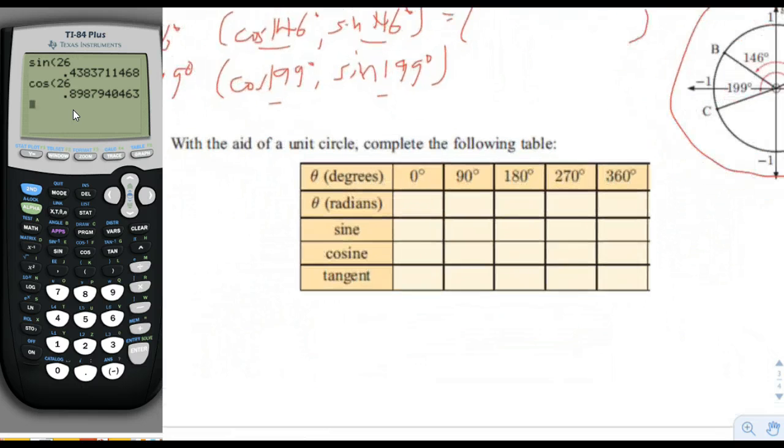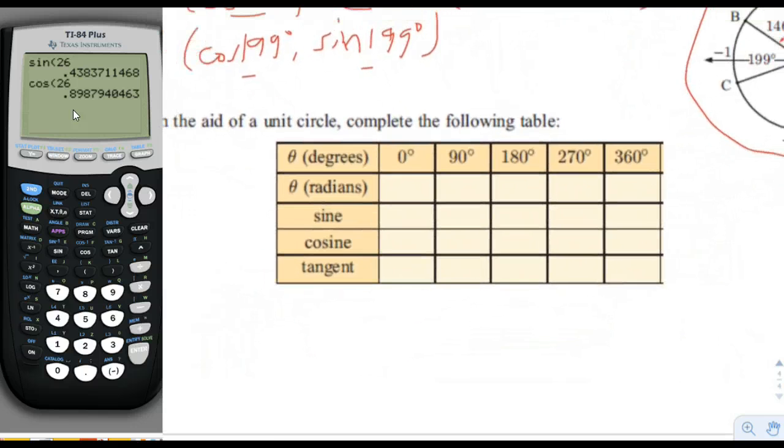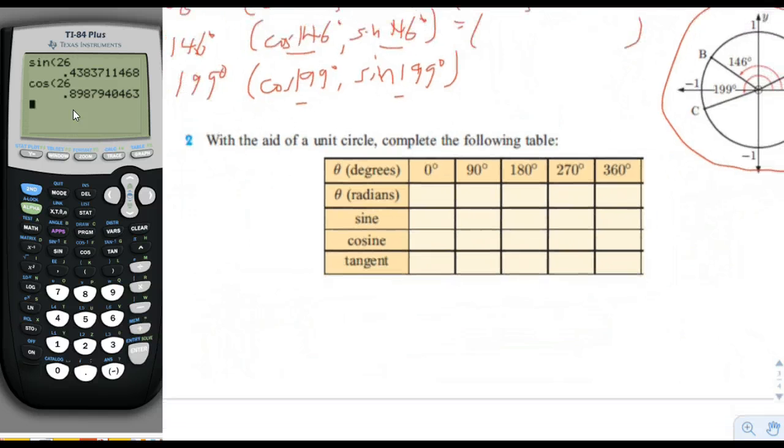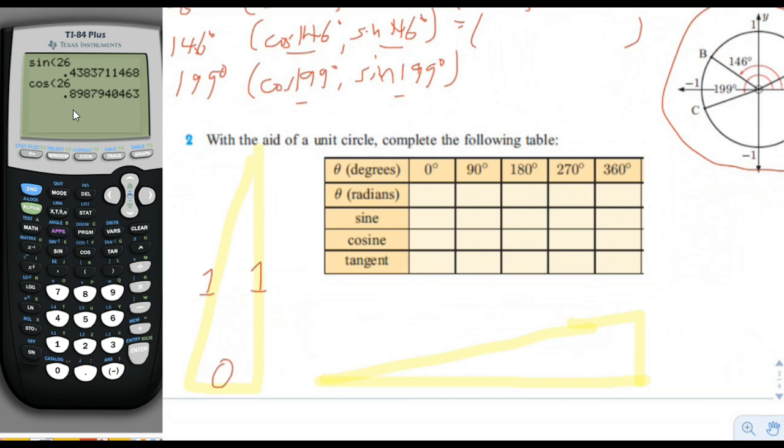Now, with the aid of a unit circle, complete the following table. You've already done this with the exploration. In fact, you've done more points than this, but you just use that little sliver of a triangle I gave you. I'm going to make it a little bit bigger here. The sliver of the triangle can also be put on its side, like that. Basically, you have length 1, length 1, length 0.